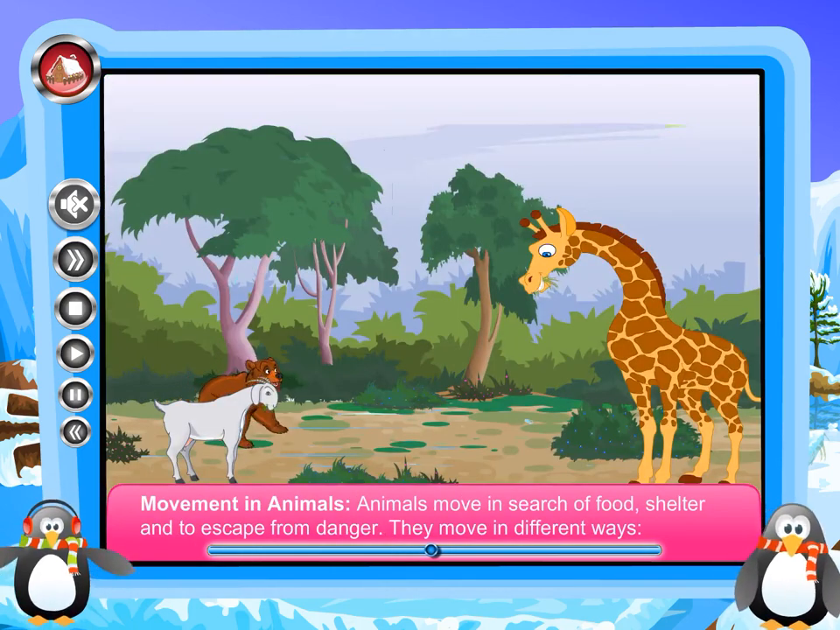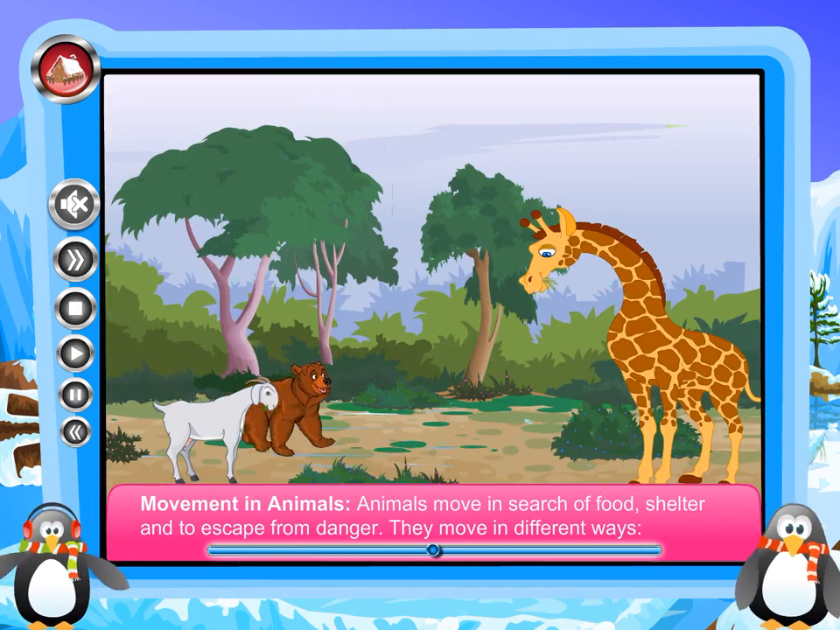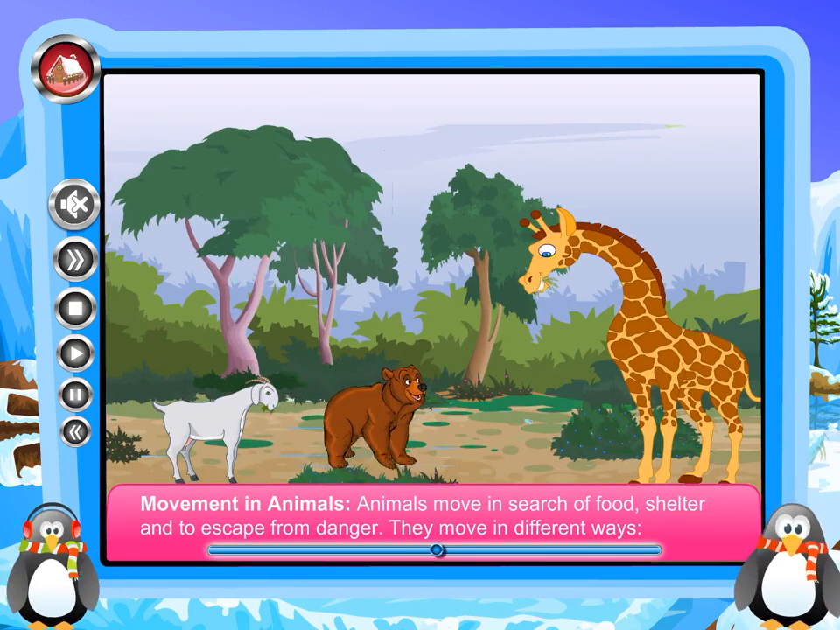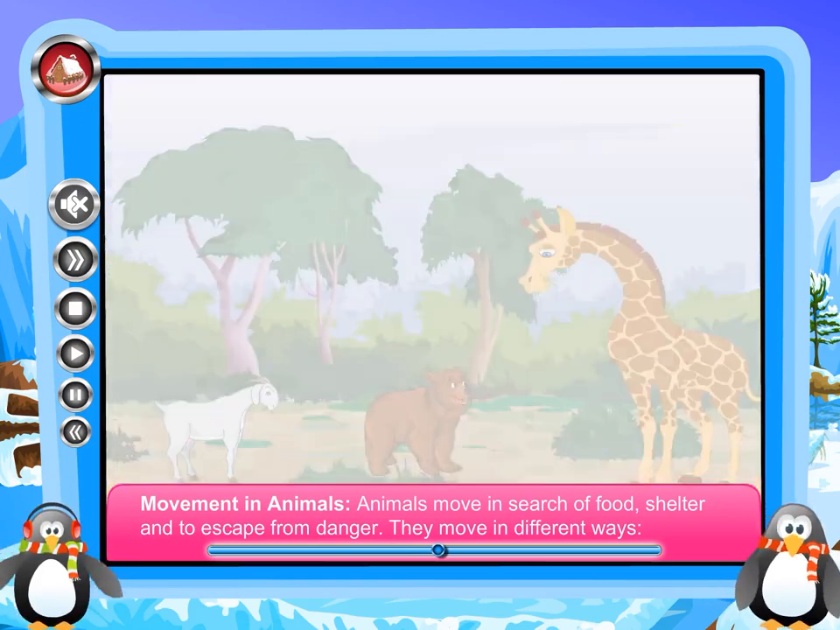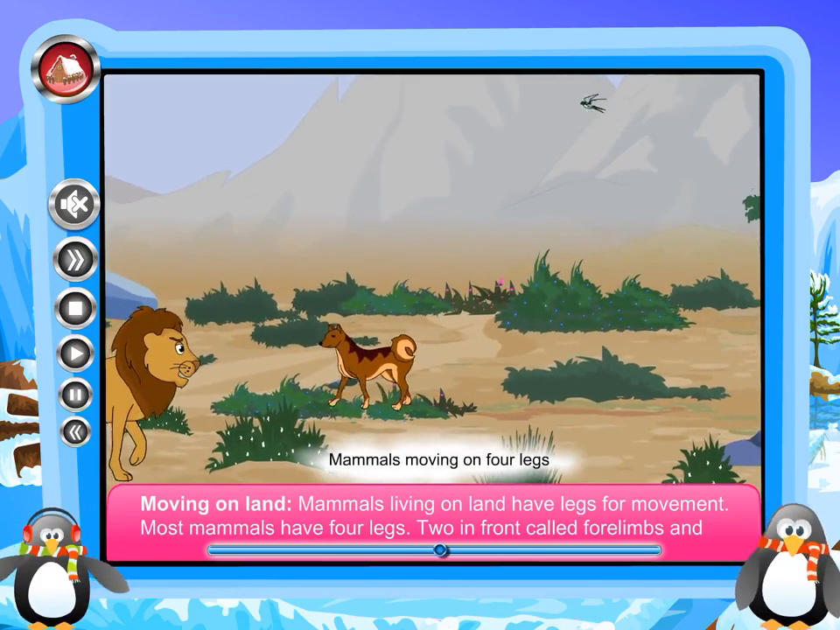Movement in animals. Animals move in search of food, shelter, and to escape from danger. They move in different ways. Moving on land.